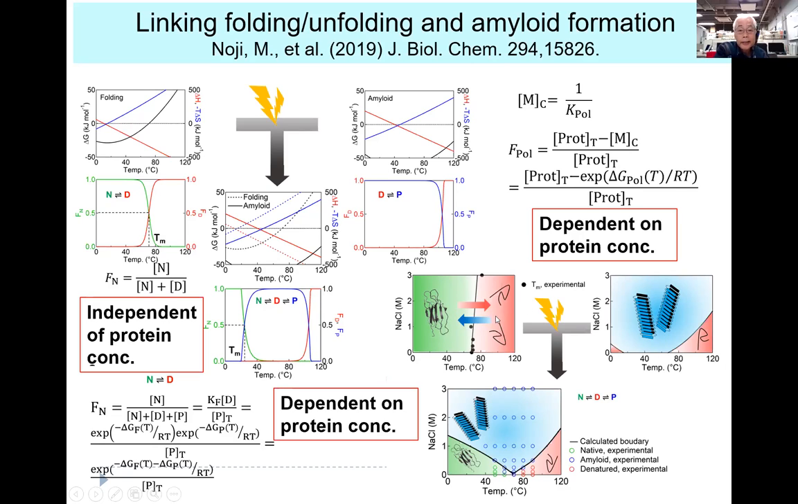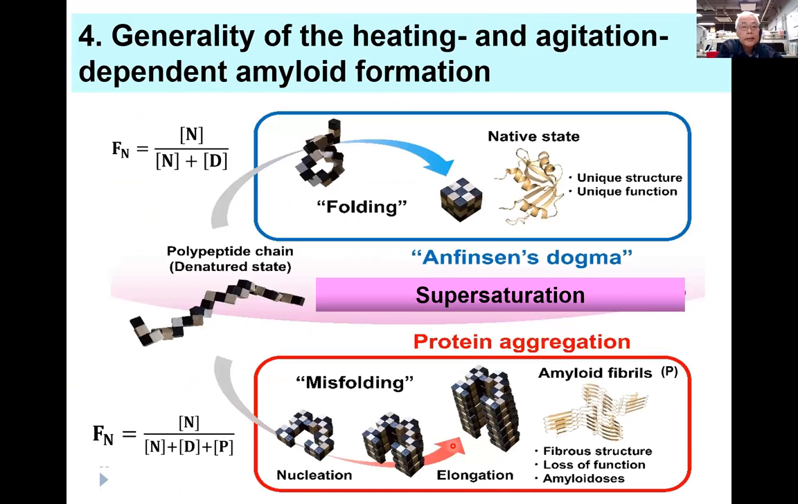As I mentioned, we started at the midpoint of the transition, around 60 degrees Celsius. And once you break the supersaturation, 90% is amyloid and the native state is just 10%. That means an apparent decrease in the stability of the native state by breaking the supersaturation. So starting from the supersaturated native state, if you form the amyloid fibers, the native state is apparently destabilized very much. This is a summary of what I talked about. So how general is this kind of observation?